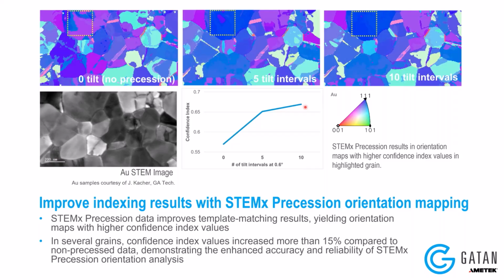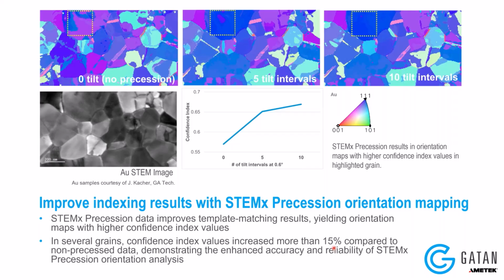But what's interesting to see on top of that is that you see a big jump essentially from no precession to a quick precession experiment with only 5 tilt intervals. And then you see some kind of marginal return by going much further. And what that means is that essentially you can use a quick precession scan with the precession technique here to get a big jump in the confidence index and get improvements to the data quality relatively quickly. And so the confidence index improvement that we were seeing was more than 15%, for example, in this grain that we're highlighting there.